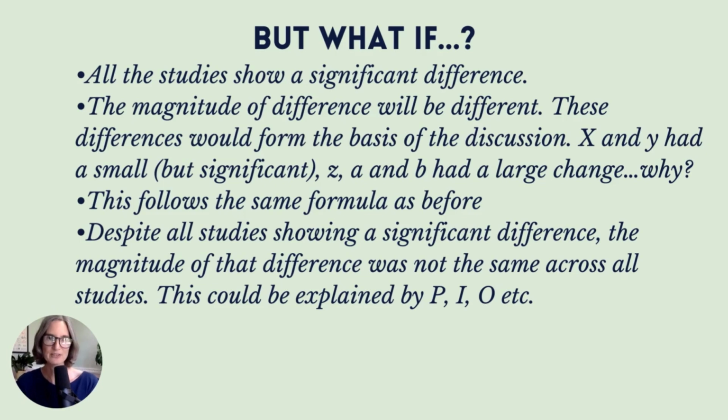And then this follows the same formula as before. So despite all studies showing a significant difference, the magnitude of that difference was not the same across all studies. This could be explained by the same formula: population, intervention, outcome, whatever it is you think is important to be talking about.